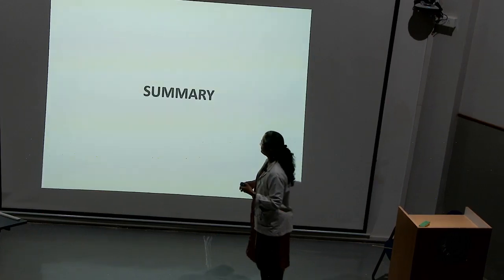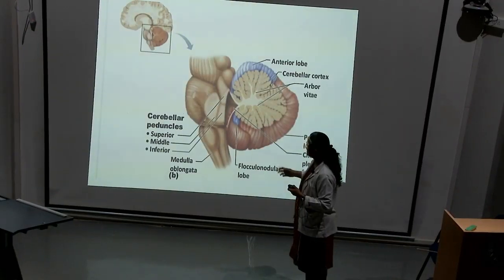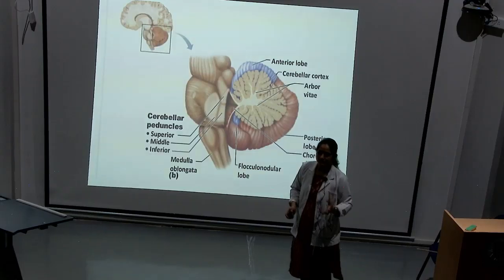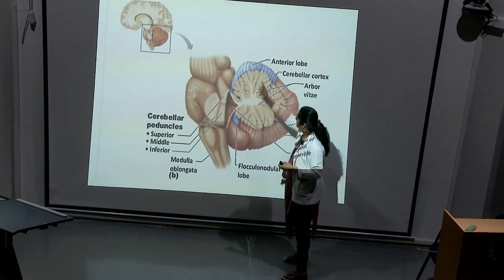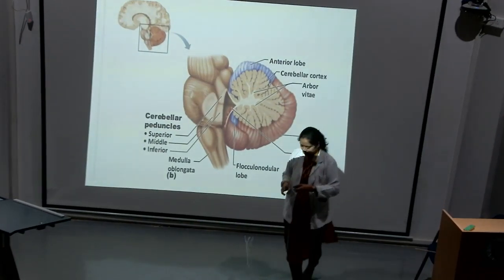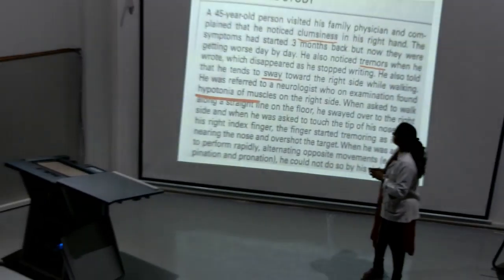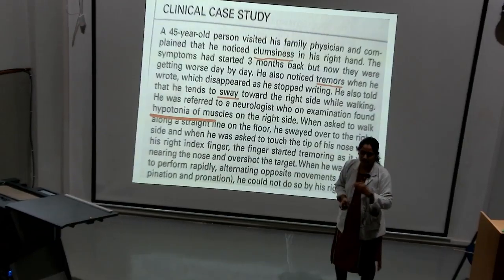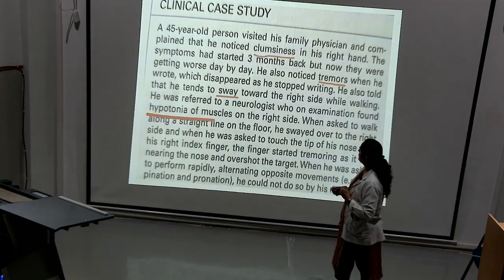So, to summarize here, the cerebellum, the main center for the coordination of motor activities, is divided into the anterior lobe, middle or posterior lobe and a flocculonodular lobe, and two cerebellar hemispheres. Now you will be able to explain all the clinical scenarios that you are seeing here.